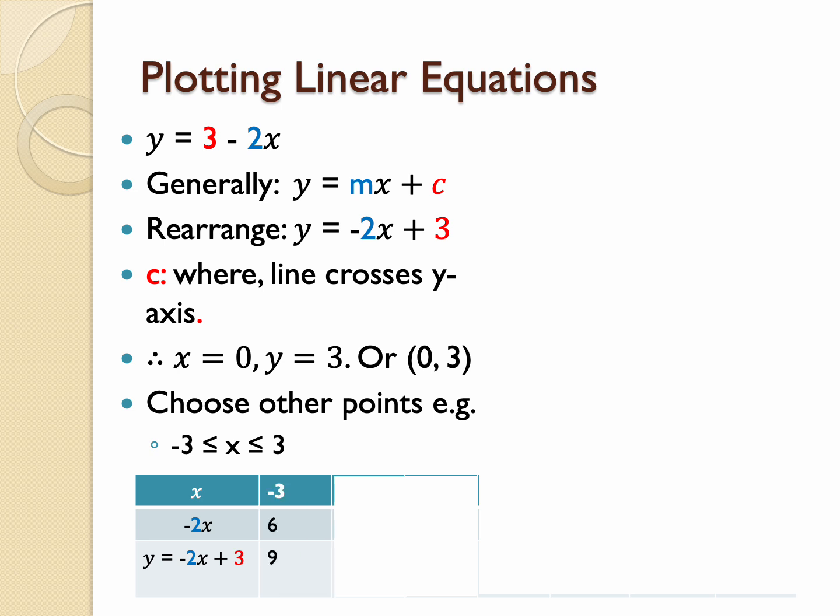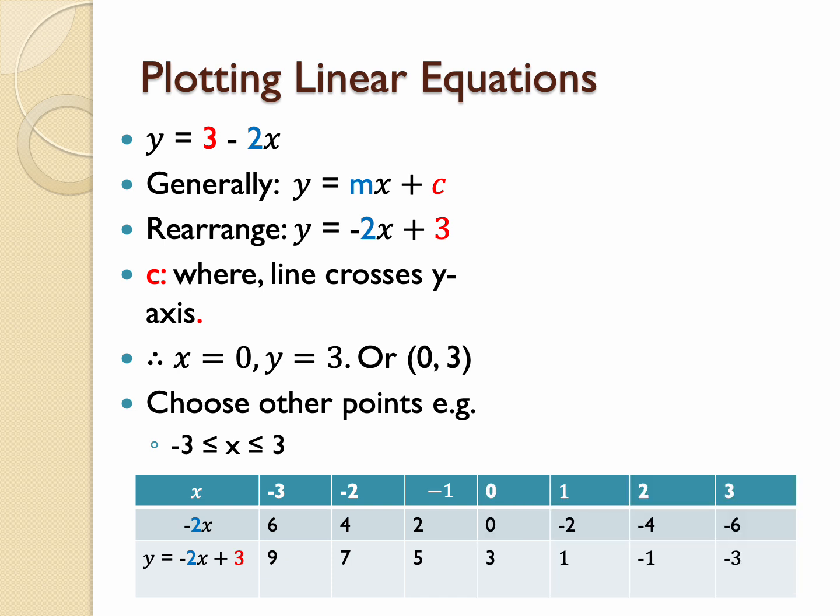When x equals minus 3, minus 2x computes to plus 6, and minus 2x plus 3 amounts to 9. If you are not sure, you can pause the video and calculate it for yourself. Similarly, when x equals minus 2, minus 2x evaluates to plus 4, and y evaluates to plus 7. And so on, we can continue working out other points, and we can get a whole range of points.